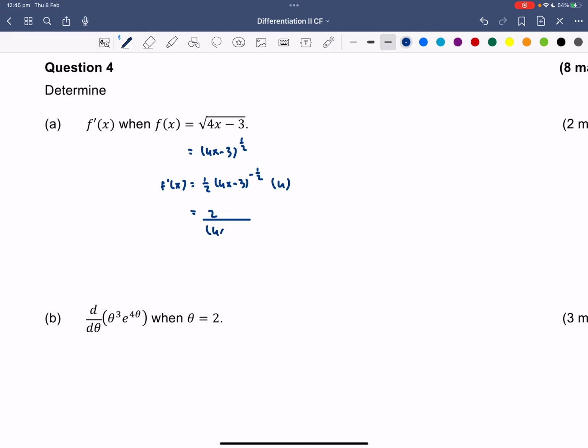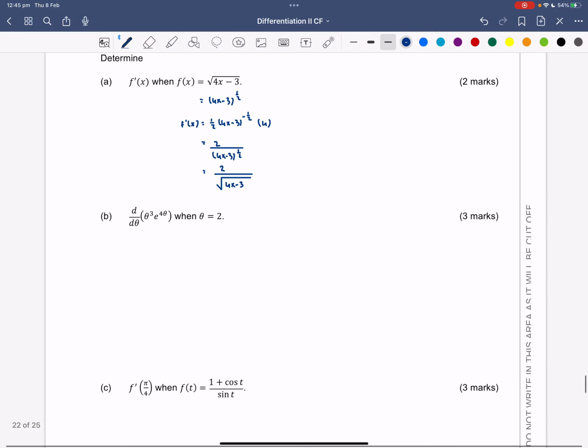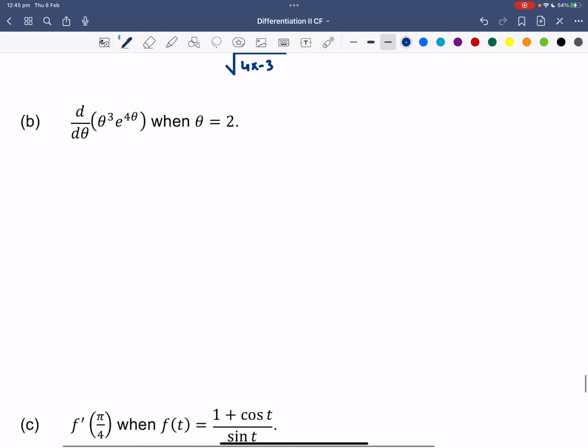So 2 on 4x take 3 to the half. That is pretty good. And if you really, really wanted to, and there is no requirement to, even if it said fully simplified, there's no requirement to, but you can change that back into square root. I know some teachers say that if the question is given to you in square roots, you give the answer in square roots, but not in SCASA, okay? Not for WACE anyway. All right, we have to use product rule.